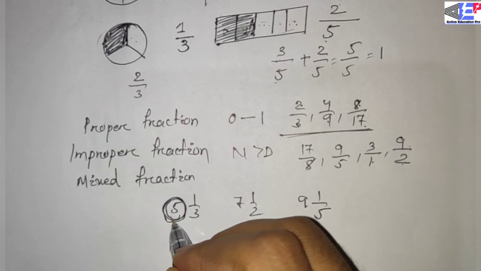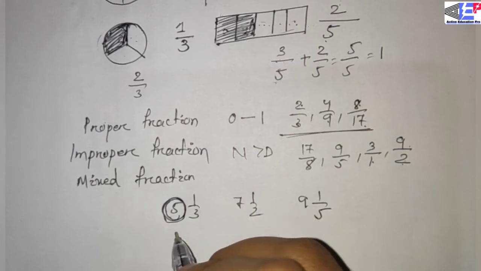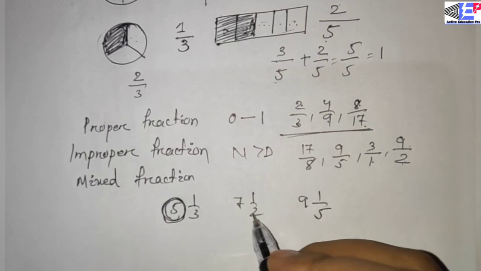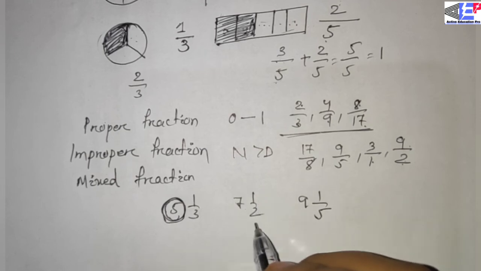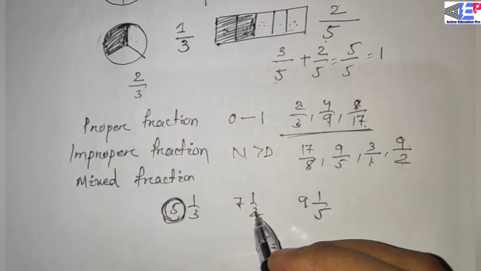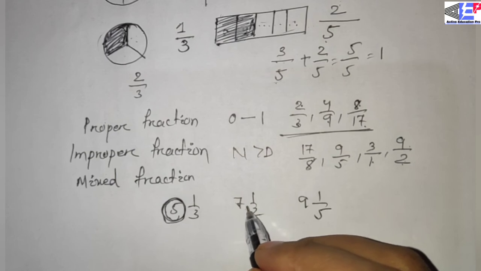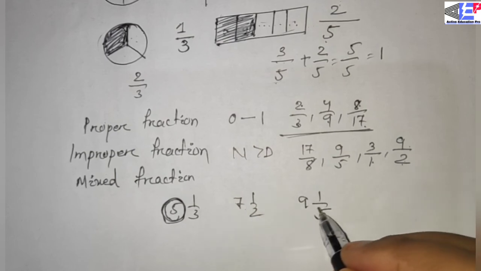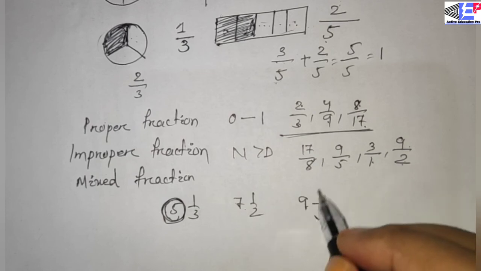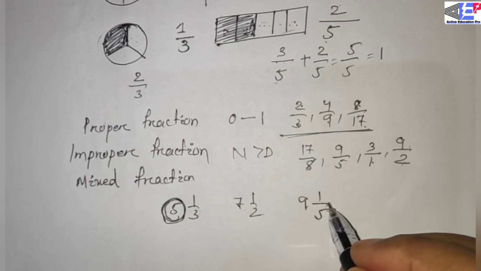complete cake and another 1 by 3 of another cake, means 5 complete cakes and 1 by 3 of another cake. 7 1 by 2, 7 whole 1 by 2 means 7 complete cakes and half of another cake. Similarly, 9 whole 1 by 5 means 9, and 1 by 5 means 1/5.